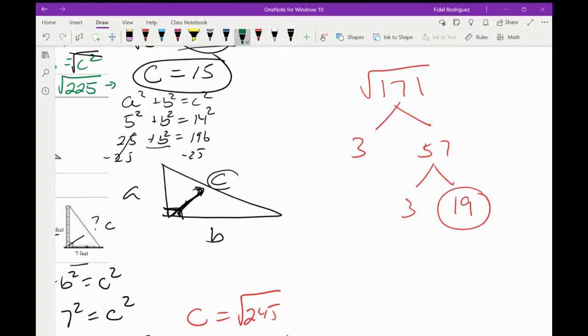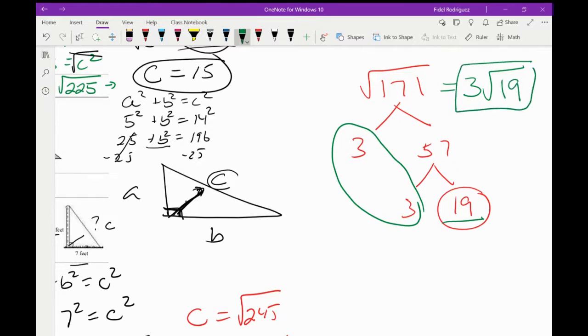Now, what the square root means, y'all, is we're grouping in pairs. So what number do I have a pair of? Well, I have a pair of 3s. Whatever I have a pair of, that number is going to come outside. Whatever I don't have a pair of, that number will stay inside. So my answer should be 3 square roots of 19, because I can simplify this by at least breaking that number down, okay? So square root means we're grouping in terms of pairs, and if I have a pair of a number, that number comes outside the square root, and the number that I don't have a pair of has to stay inside. So let me come back one more time.